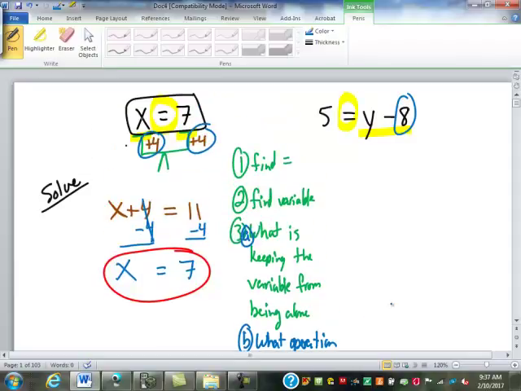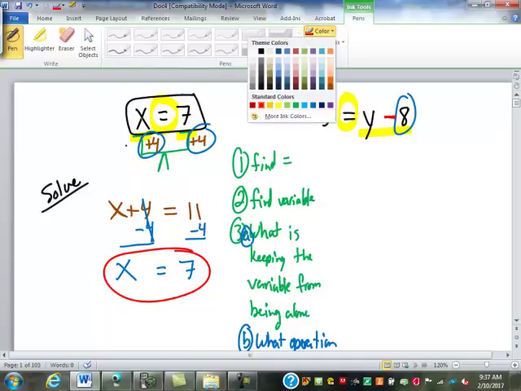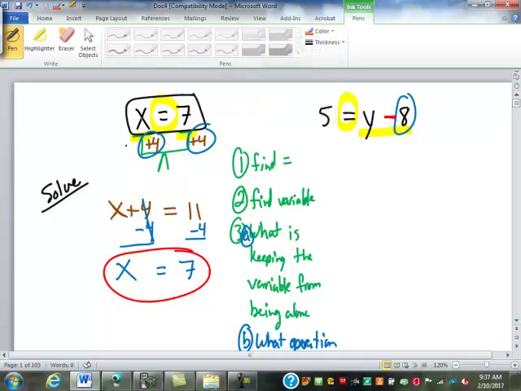So we know that the 8 was built onto this equation at some point. Otherwise, the variable would be by itself. What operation was used to build that 8 onto this? Well, it was subtracted. The 8 has been subtracted from y. So this equation was built by subtracting 8 from our variable. Well, how do we remove subtracting 8? We add 8. The opposite of subtracting 8 is adding 8. So it takes that piece off and leaves us with just y.